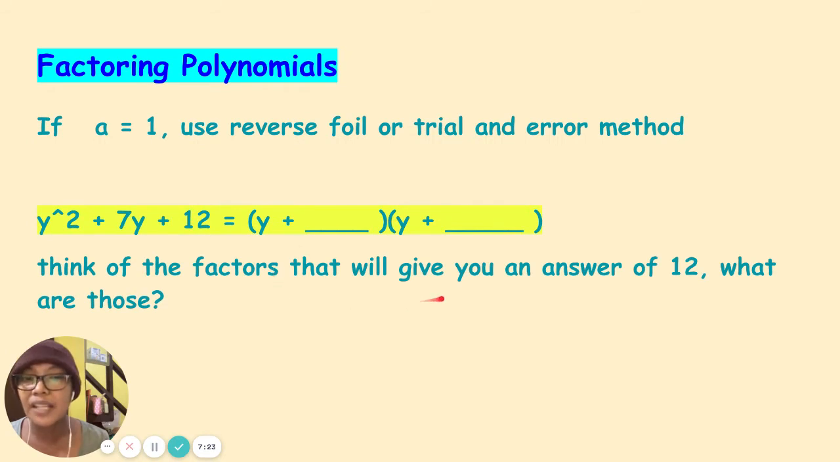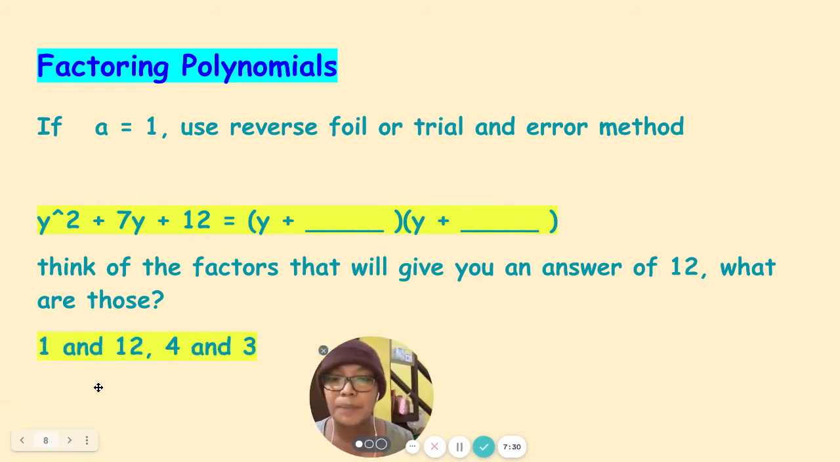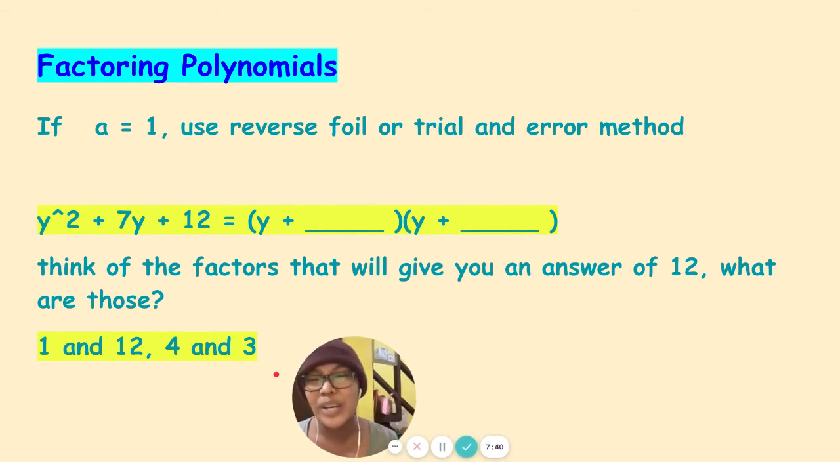So, how will you determine the factors or the numbers that you are going to put here? So, think of the factors that will give you an answer of 12. So, what are those? So, usually, siyempre, alam niyo na po yung mga factors ng 12. 1 and 12, kasi 1 times 12 is 12. 12 times 1 is 12, rather. And 4 and 3 or 3 or 4. So, ano pong gagawin nyo? So, when you write, you trial and error talaga. You write 1 and 12 here. You try to add. You try to combine. That is, multiply nyo lang po yung dalawa.